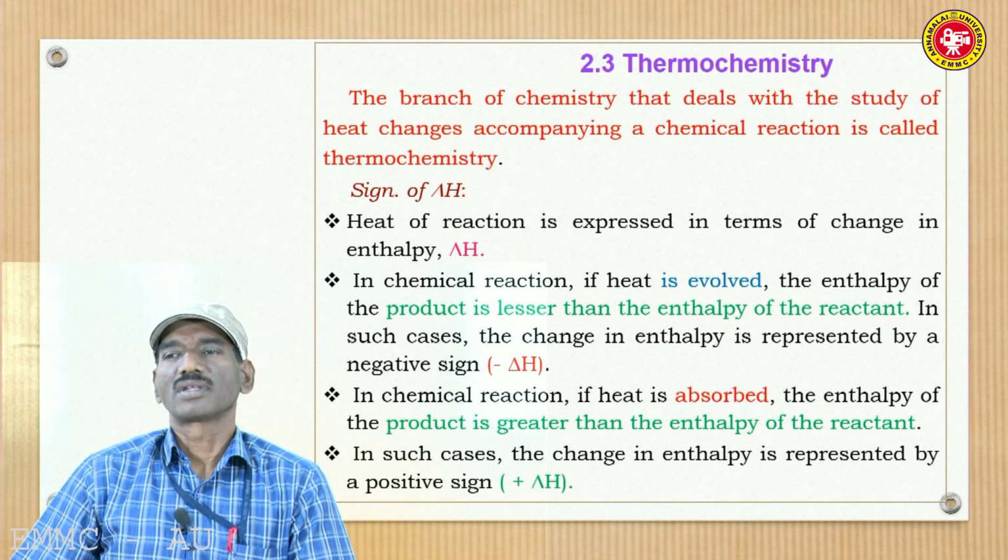In a chemical reaction, if heat is evolved, the enthalpy of the product is lesser than the enthalpy of the reactant. It is very, very important. In such cases, the change in the enthalpy is represented by a negative sign. It means negative delta H. In a chemical reaction, if heat is absorbed, the enthalpy of the product is greater than the enthalpy of the reactant. In such cases, the change in the enthalpy is represented by a positive sign. It means plus delta H.